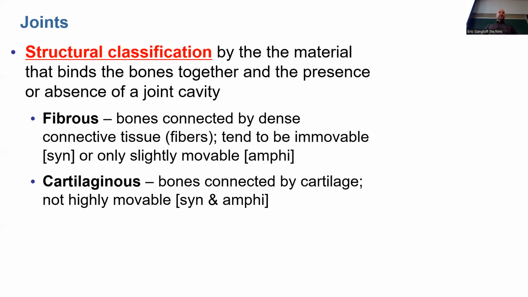We have cartilaginous joints. And so this is when there is some movement, but not much again. And these, as you might guess, are bound by cartilage. So a good example is the hyaline cartilage that connects your ribs to your sternum. Again, I'll use that example. And that provides a little bit of movement, but not much because that cartilage binds everything pretty tightly. Not quite as tightly as the fibrous tissue, but still not a lot of movement.